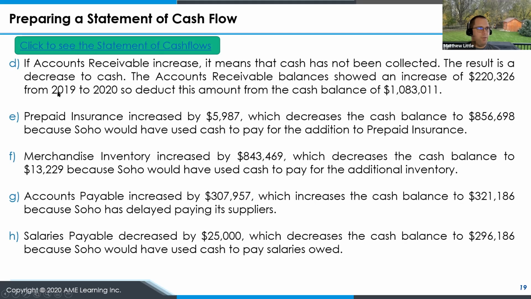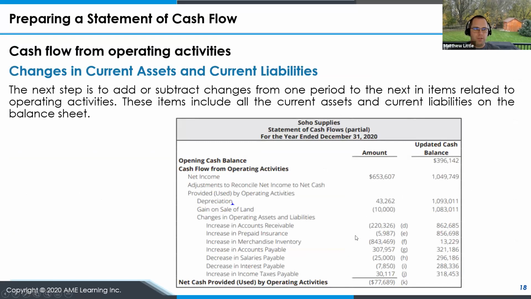So D, E, and F are all the same. Prepaid insurance increase, inventory increase, and AR increase. They're all consuming cash. So if we go back to the previous slide, they all have to be reductions in the cash available.